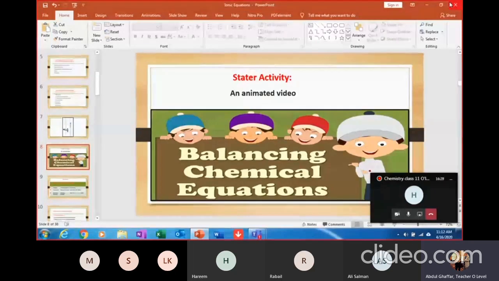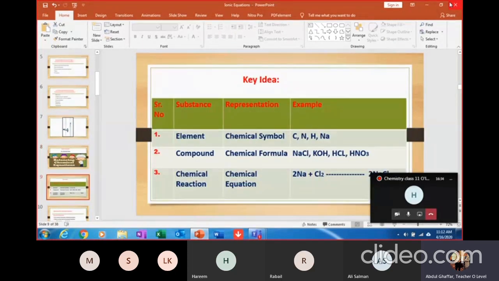Okay, so this was the concept related to balancing the chemical equation, right? And now this is a very important idea, as you know very well. Initially we have also discussed that elements are represented by chemical symbols, like these symbols: carbon, nitrogen, hydrogen and sodium. And then compounds by chemical formulas, and one chemical reaction is represented by the chemical equation. This is the chemical equation.